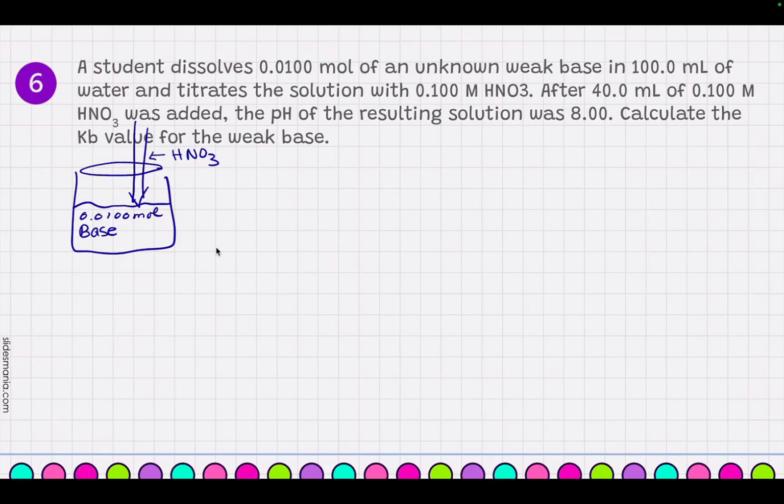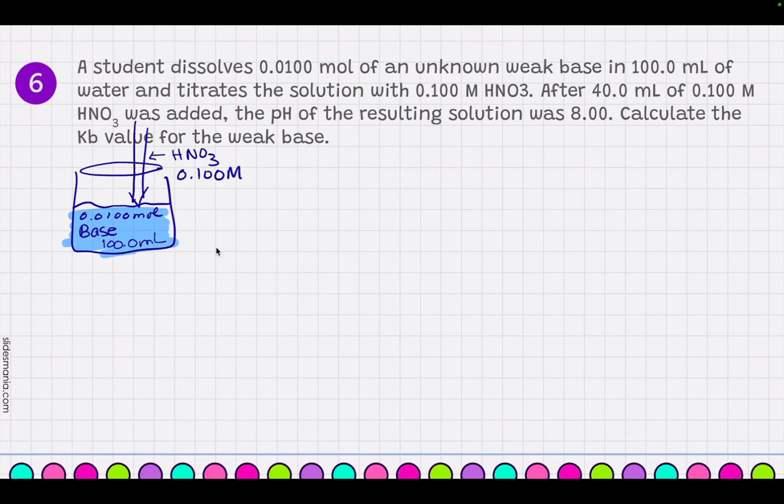We are going to solve this problem. Someone is dissolving 0.01 moles of an unknown weak base in 100 milliliters of water. We're going to titrate it with a strong acid. The strong acid is 0.1 molar nitric acid. After 40 mL of the 0.1 M acid has been added, the pH is 8. We want to calculate the Kb.